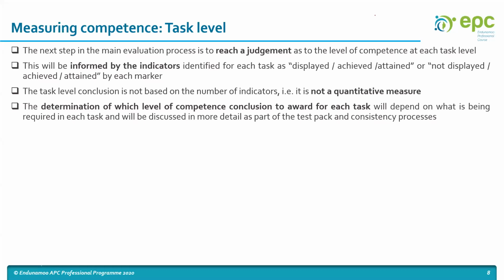But guys, again, it's not a quantitative measure. It's not like when I tick 6 out of 10, it means it's competent. No, it's demonstration of competence at a task level. And then now we've done it at an indicator level, at a task level to say, is this a competent task, a borderline task, or a limited competent? And then you go to the overall.